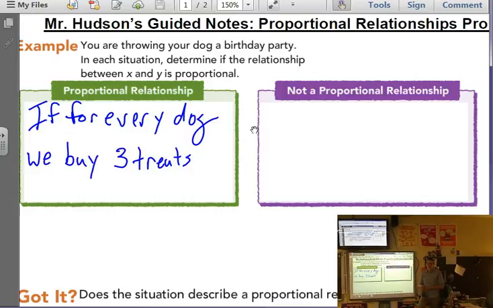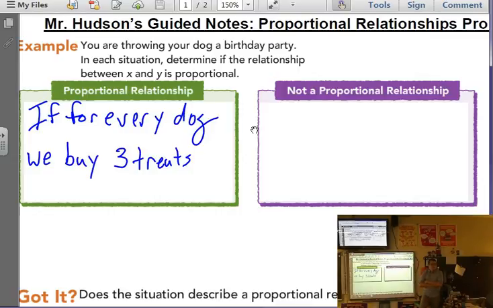Ozzy, we haven't really talked today. For every 3 dogs, 7 treats. That'd still actually be proportional. Because 0 dogs is 0 treats, 3 would be 7, 6 would be 14. Even though in between they're weird numbers, that's still proportional.